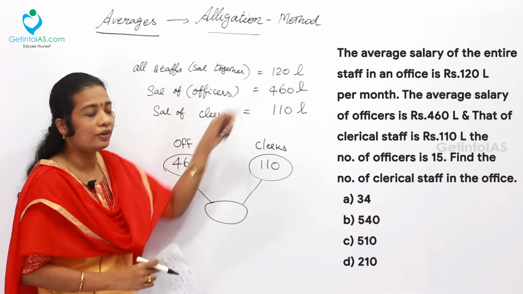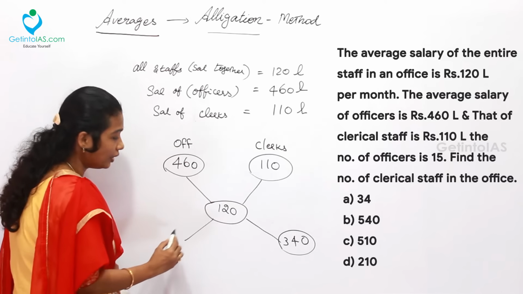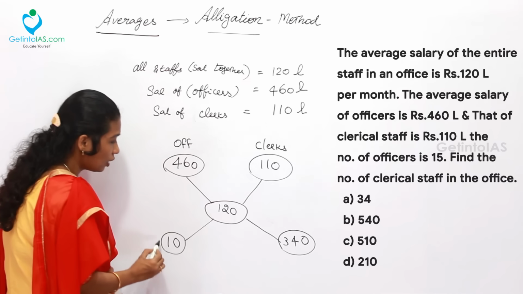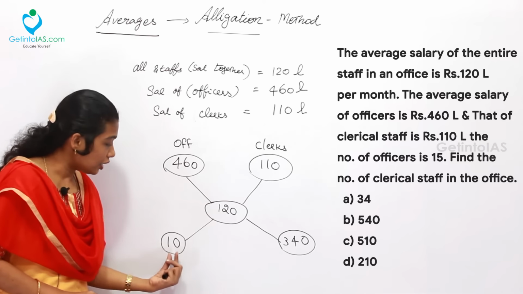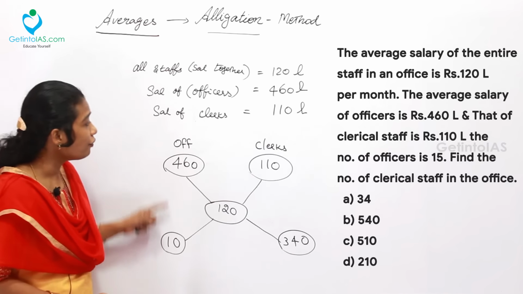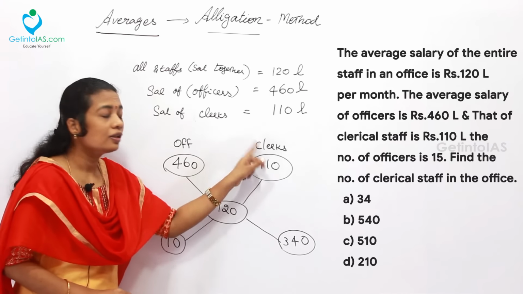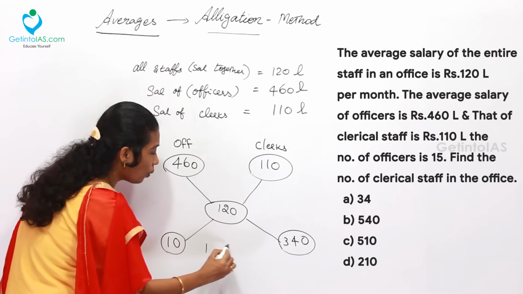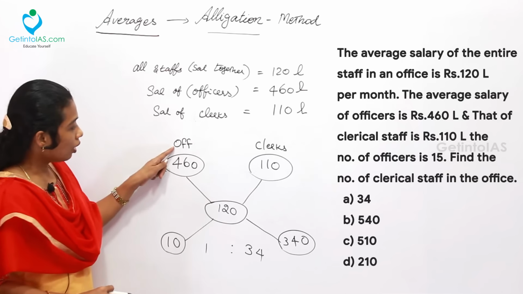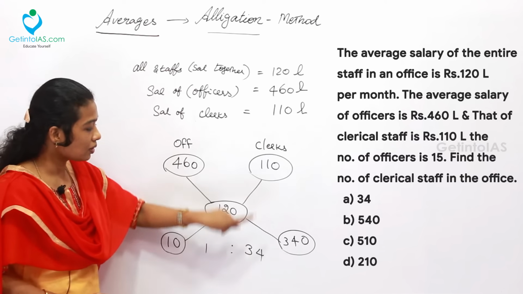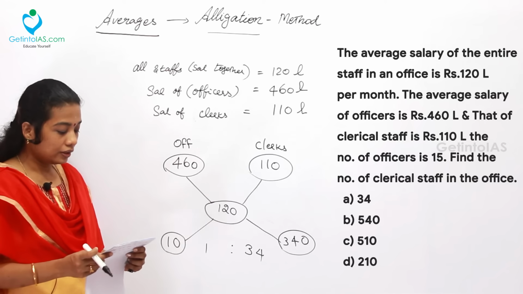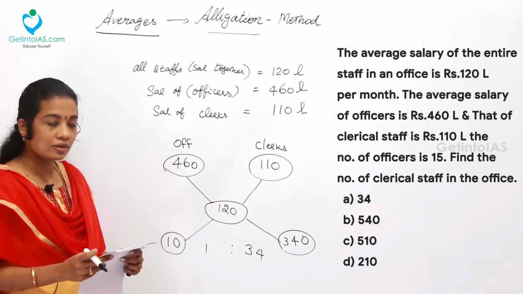Now the process is to get the difference: 460 minus 120, which is going to be 340. Afterwards, you get the difference between the middle mean value 120 and 110. This is 10. What does it say? The ratio is 1:34. For every one officer, there will be 34 clerks. So taking the ratio 1:34, officers are in 1 part, clerks are in 34 parts.